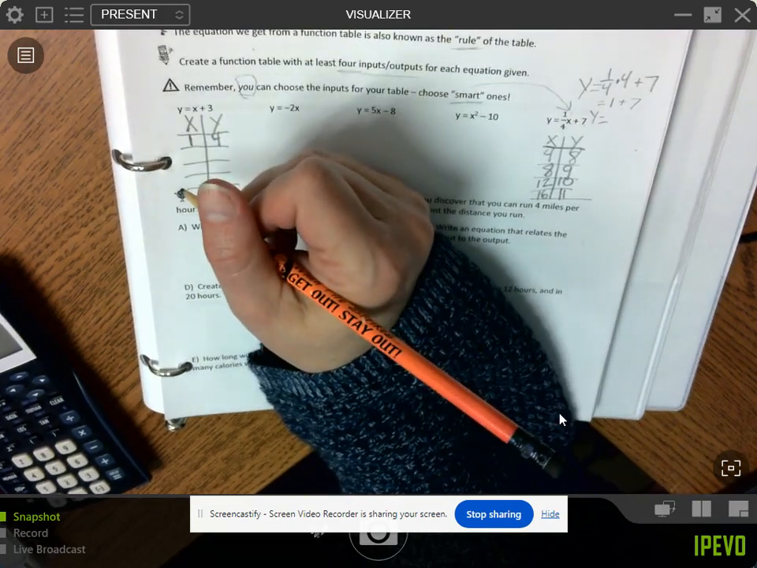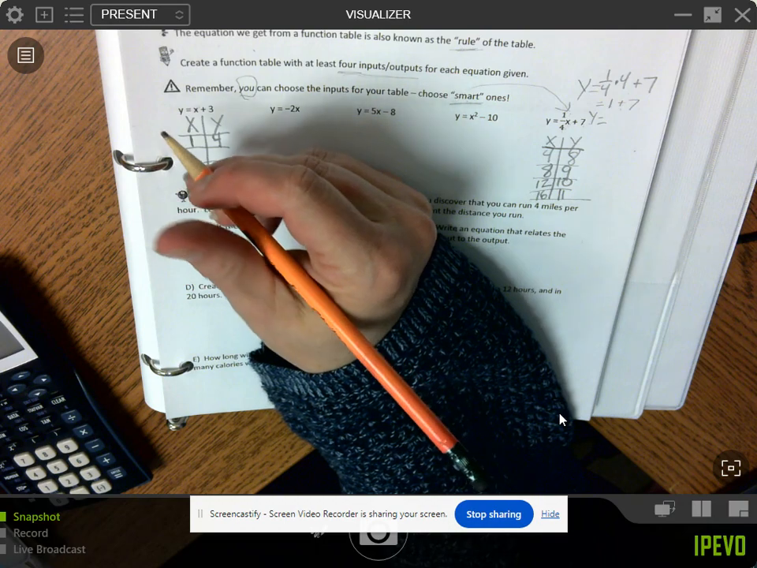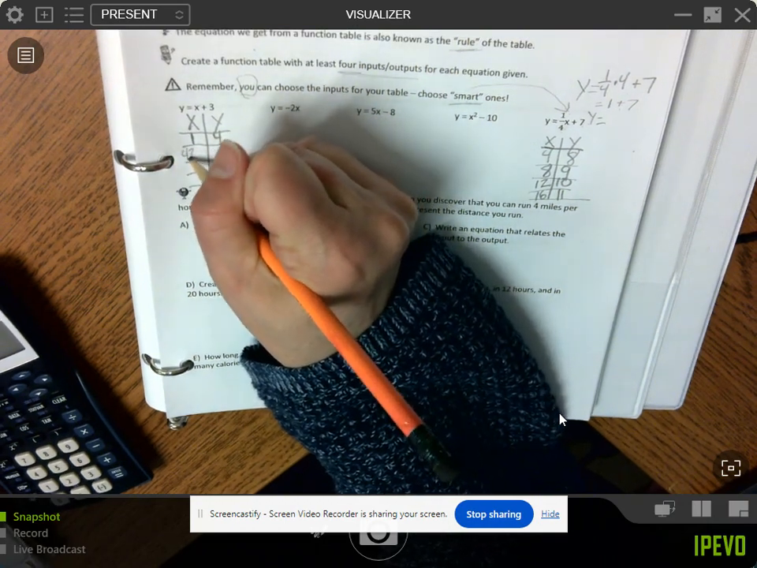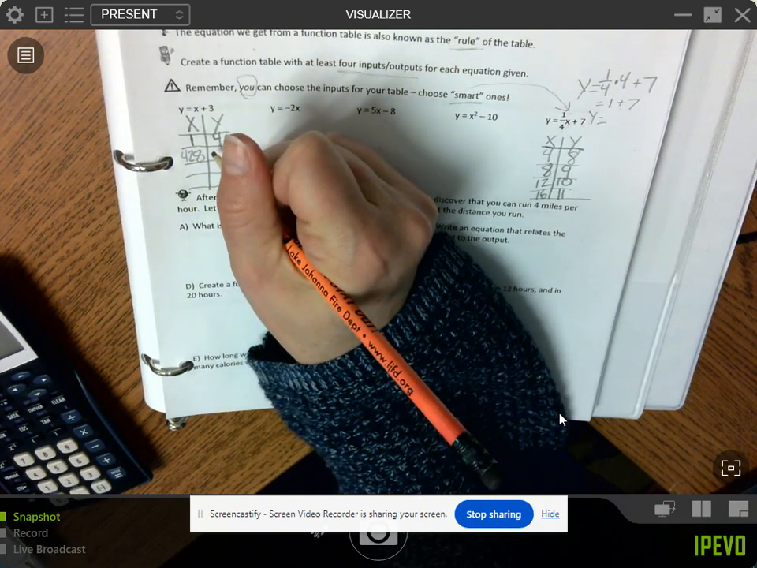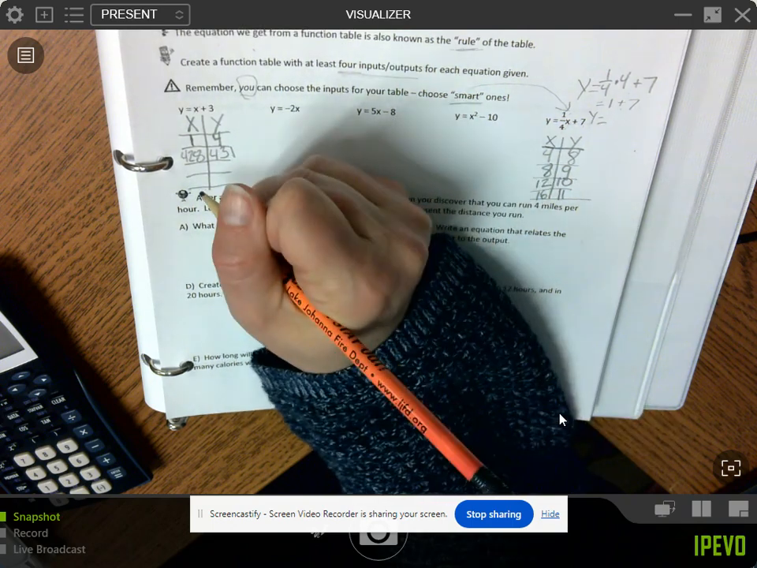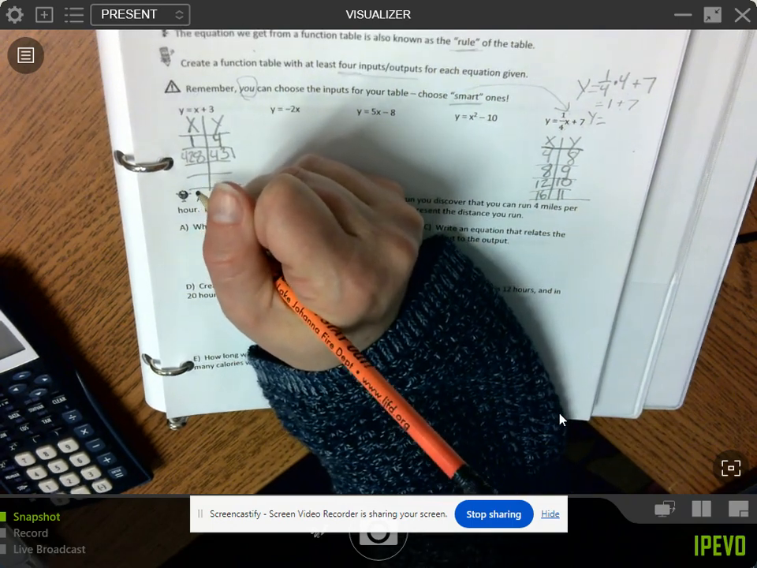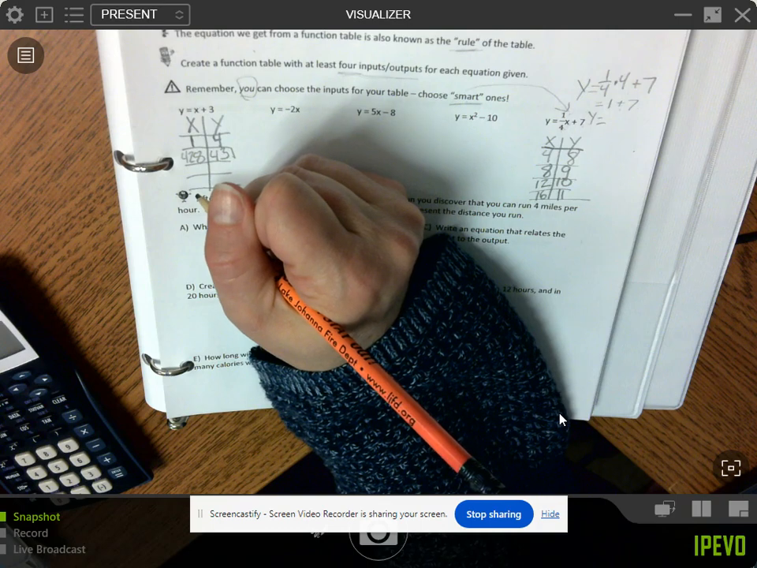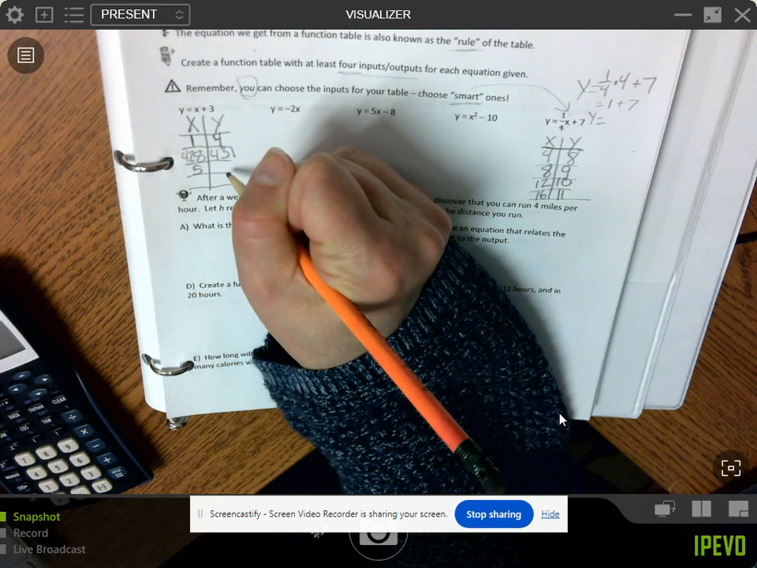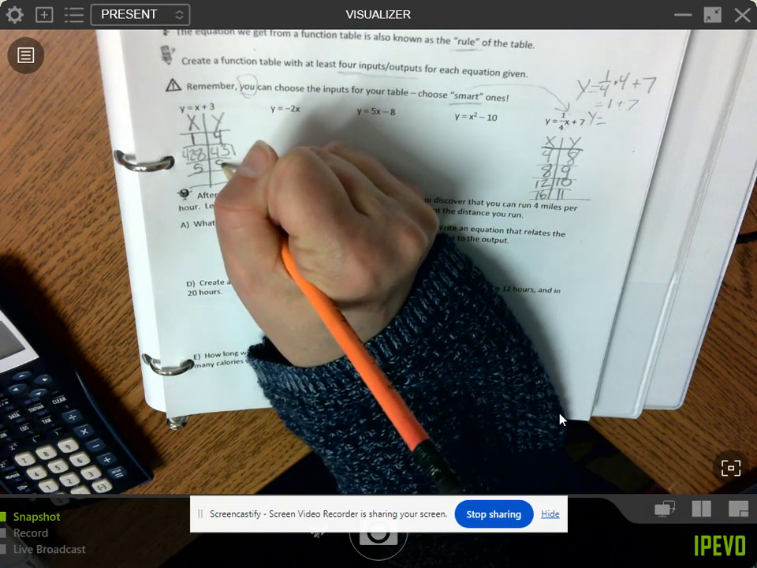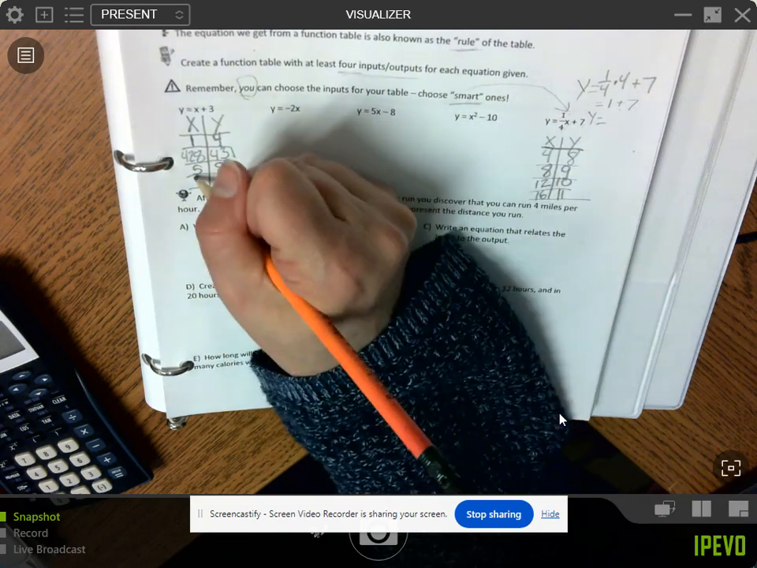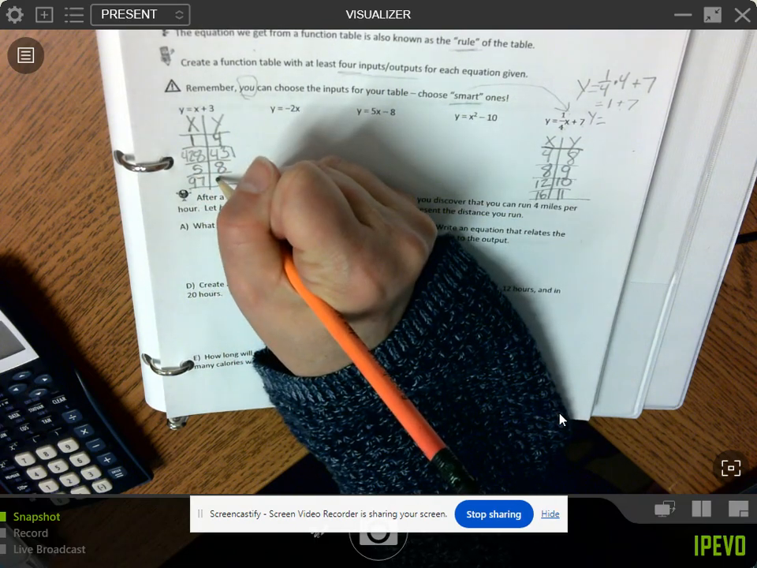What should I put for my next one? Lucas? 428. I could do 428. What do I get out? 431. What should I put in for my third number? James? 5. What would I get out if I put in a 5? 8. What should I put in for my next one? Addie? 97. What would I get out of that? 100.